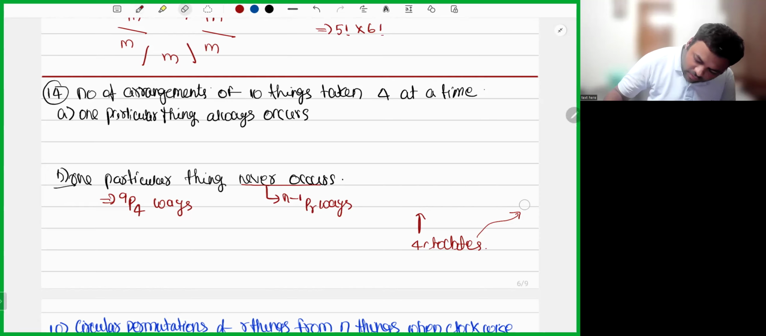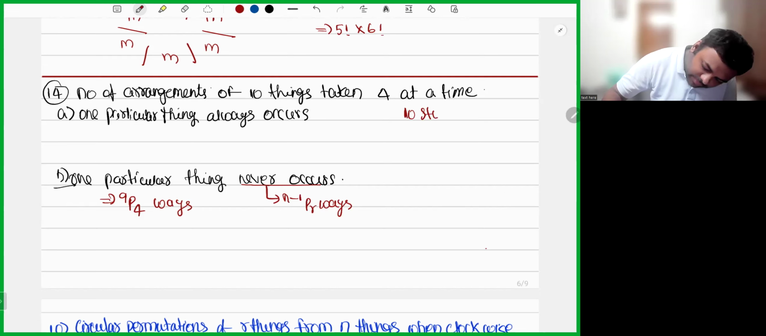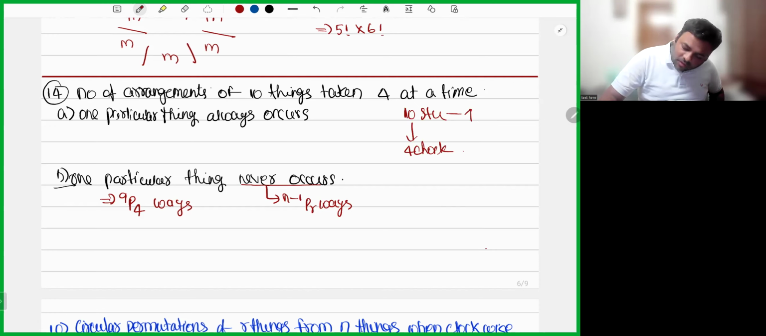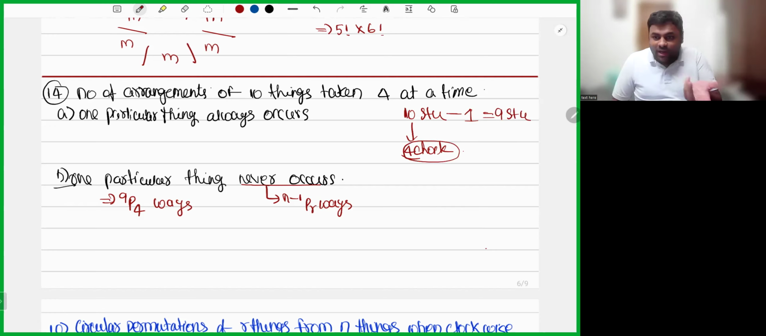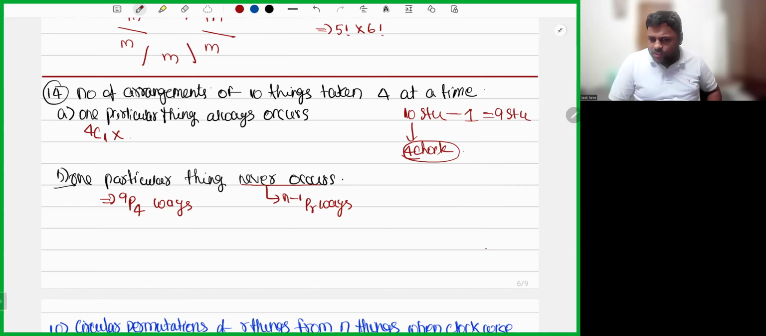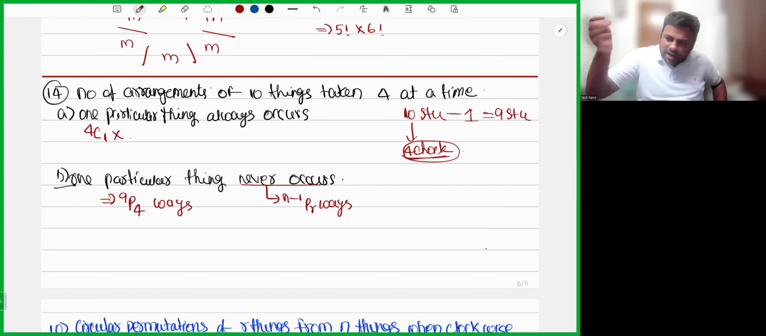Next, one particular thing always occurs. So 10 students are there, and I need to give 4 chocolates. For one student, I'll definitely give a chocolate. Dear student, I'll give you a chocolate, don't worry. But from these 4 chocolates, which chocolate will I give him? I need to select one chocolate from 4 chocolates, 4C1. For selection we use C; we'll come across it in tomorrow's class. I gave it to that kid and sent him away.